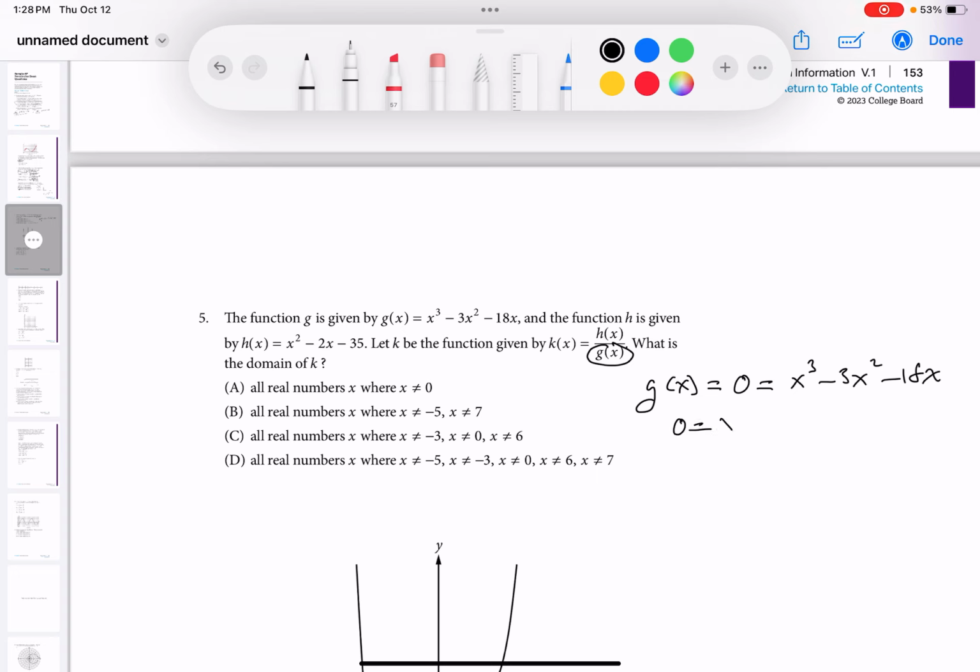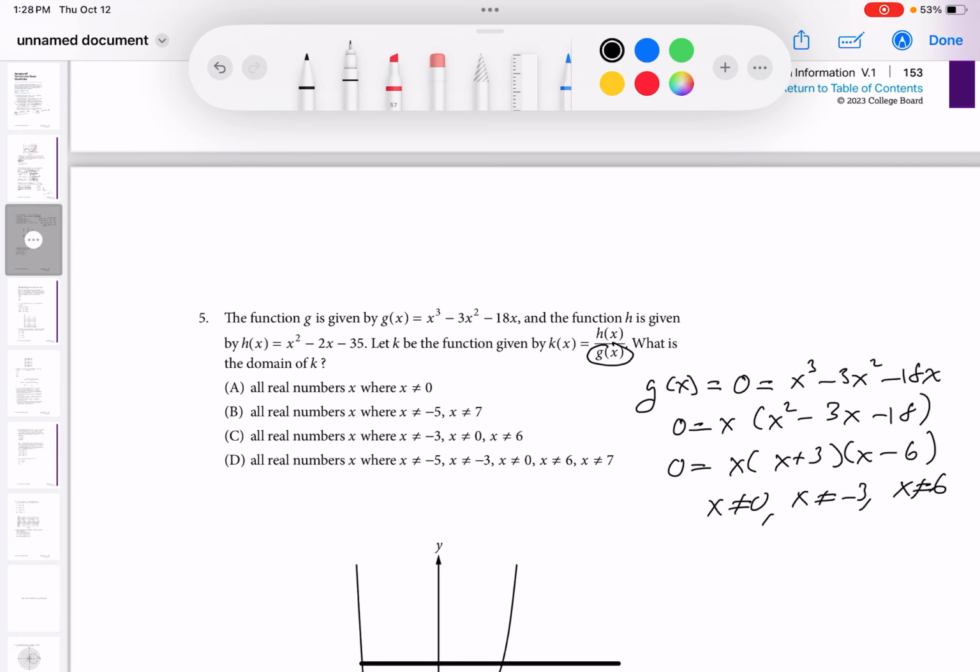So, equals 0. I'm going to factor an x out. You get x squared minus 3x minus 18, equals 0. x, let's see, x and x. I'm going to say 6 and 3. It looks pretty obvious. Minus 6 plus 3. So x can't be 0. x can't be minus 3. And x can't be the number 6. But it can be any real number, by the way, except for those numbers.